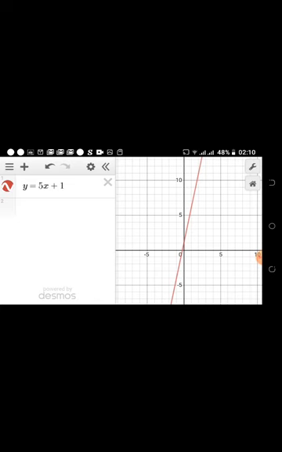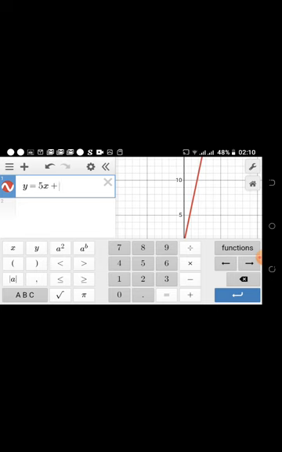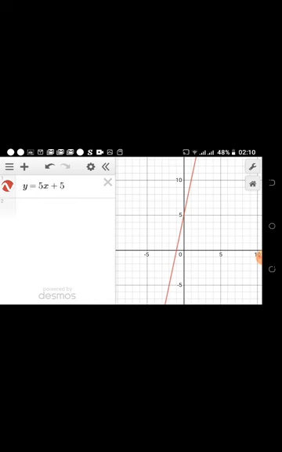If I like, I can change this graph. Let me change that 1. Let me delete it and put 5. Can you see that the line now is passing the y-axis at 5, which is called the intercept. Intercept is a point where a straight line cuts the y-axis, and this intercept is called the y-intercept. We can also have an x-intercept too, and all that.